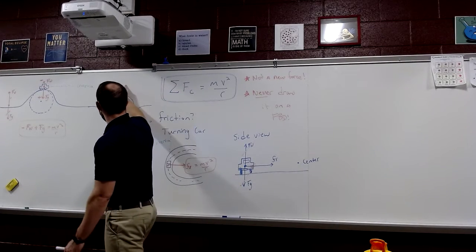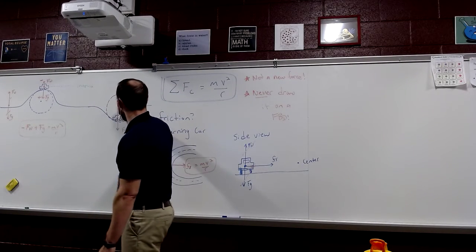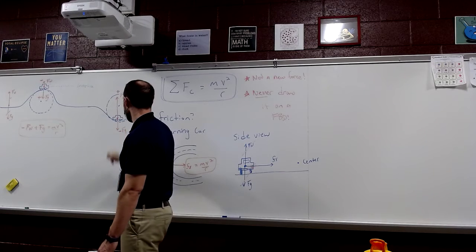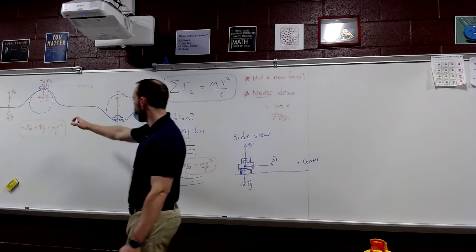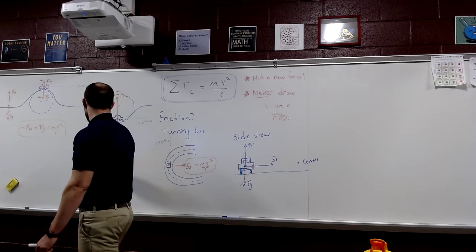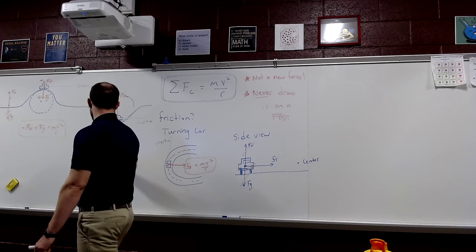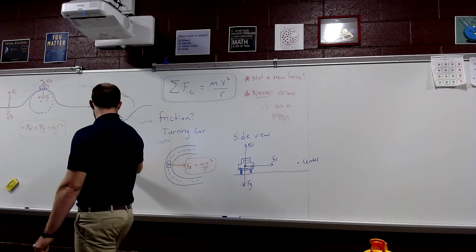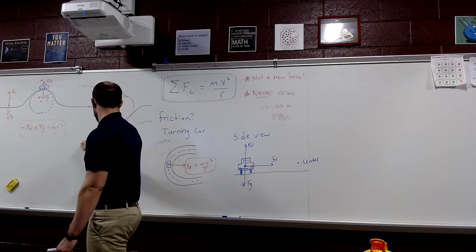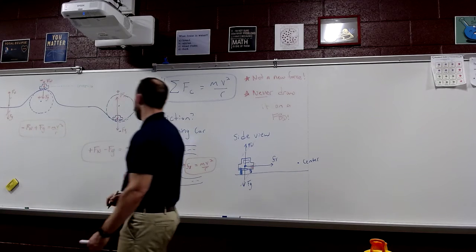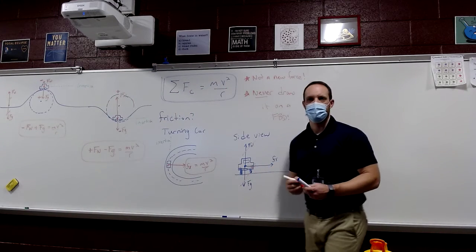In this case, the normal force is the positive force because it points inward, and gravity is the negative force because it points outward away from the circle. So the equation looks very similar, except now it's positive normal force, negative gravity equals mv squared over r when I go through the dip.